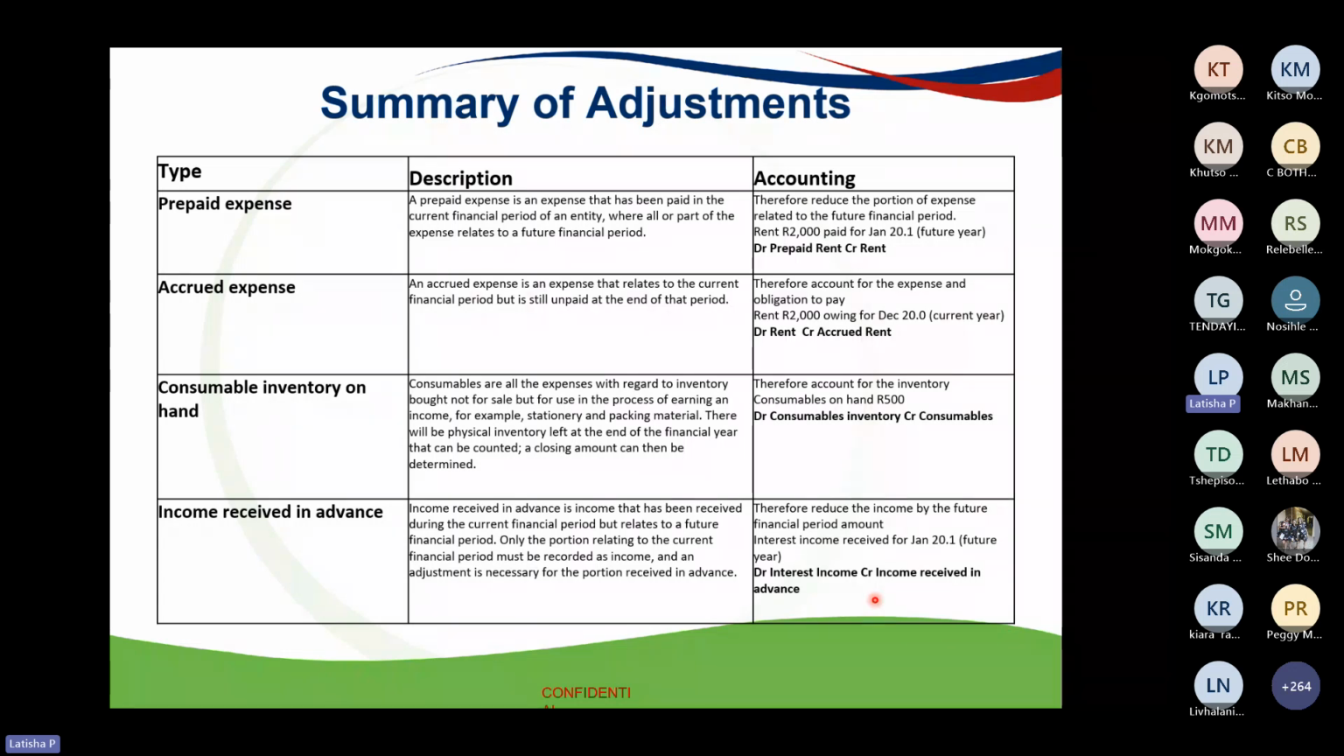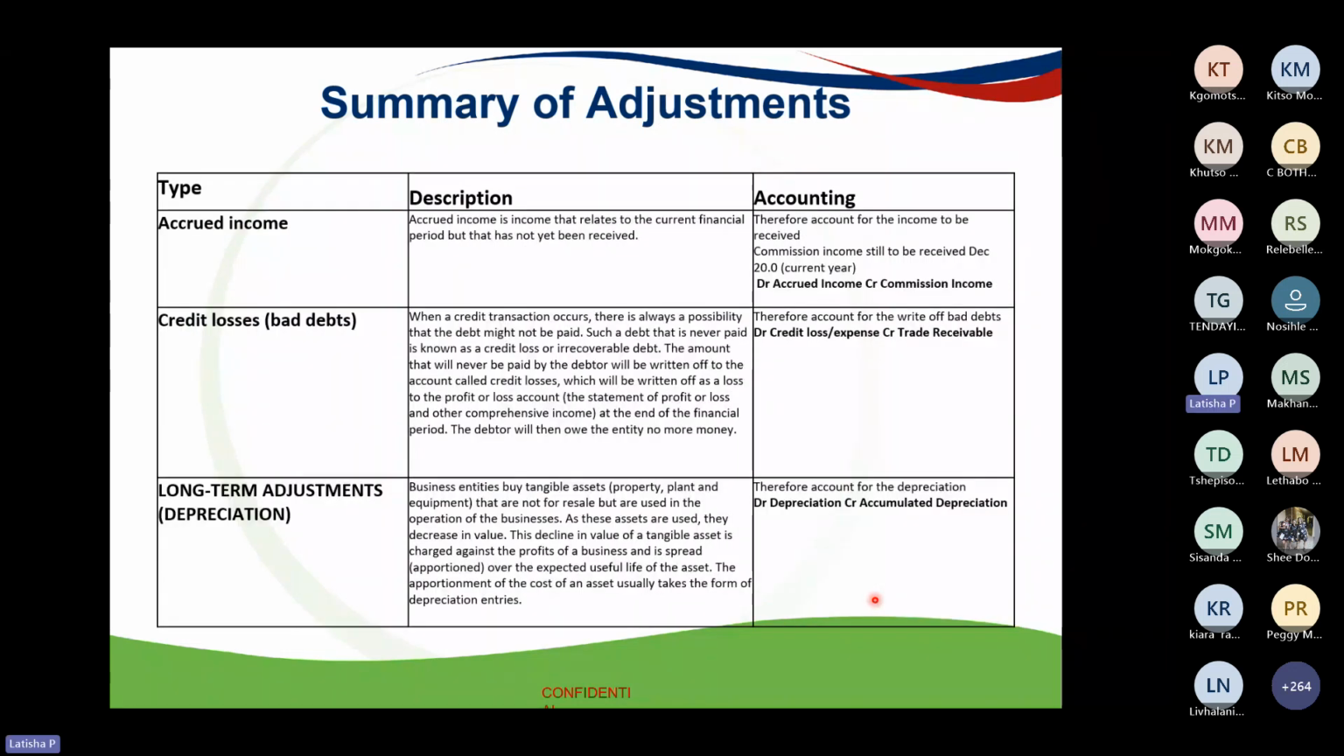Okay. Then if we go to the next item, the next one is accrued income. So that is the opposite of income received in advance. So this is income that we should receive in the current year, but we have not yet received it. So in that case, we need to actually account for it in the current year. So in this example, it's commission income. We would credit commission income to record the income, and debit accrued income, which would then be an asset on your balance sheet.